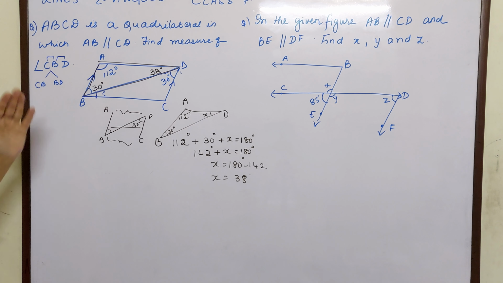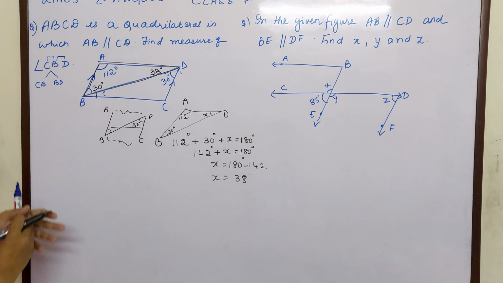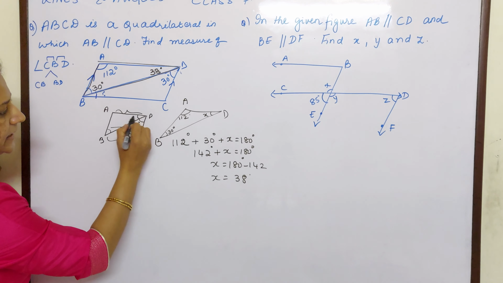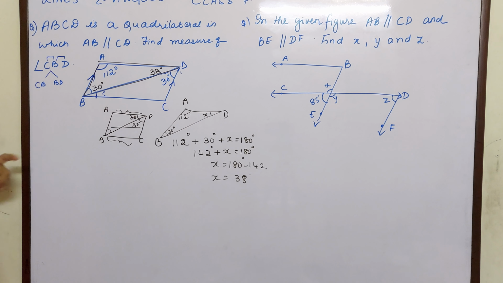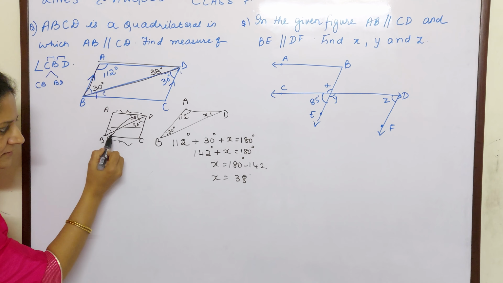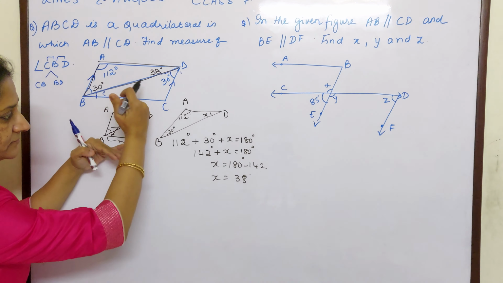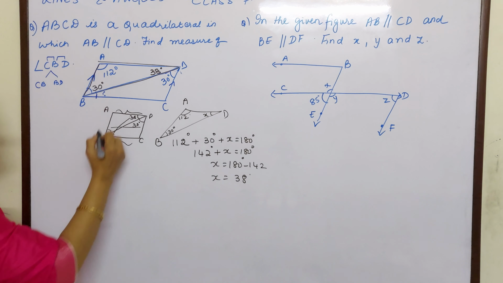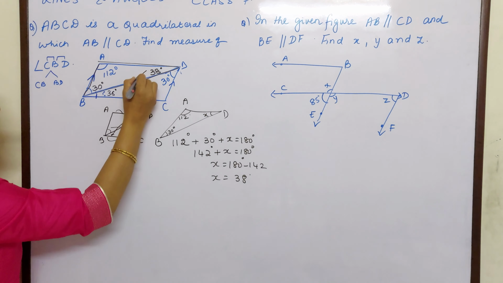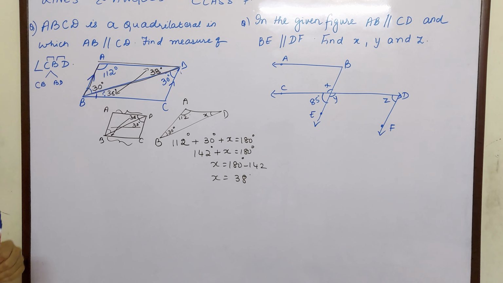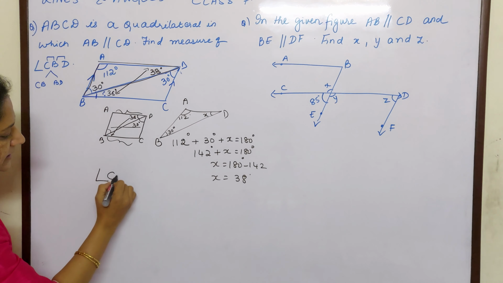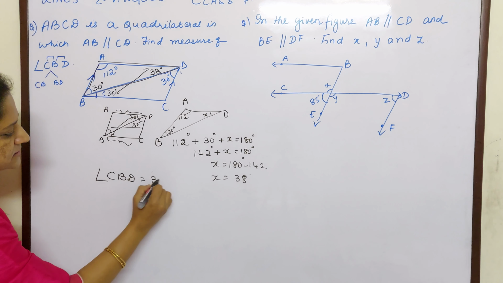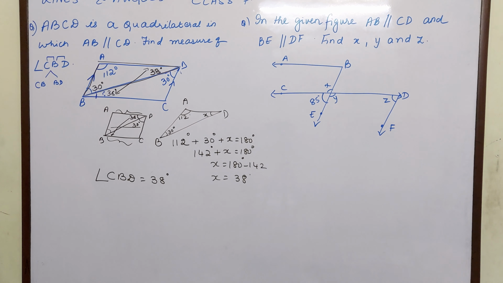Okay. Now let us go to the same diagram. Now we have got this as 38. So if this is 38, children, then what will be this? Interior angles and crisscross. Yes, this also becomes 38 degrees because they form alternate interior angles. So we can say, find the measure of angle CBD: angle CBD is 38 degrees. Let us go to the next sum.